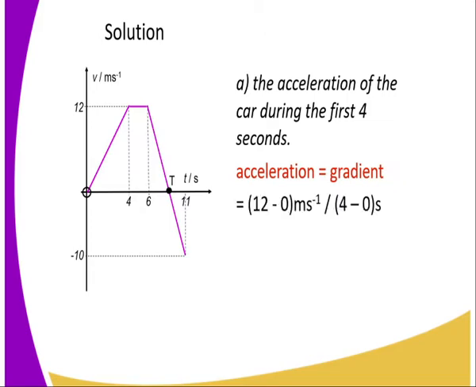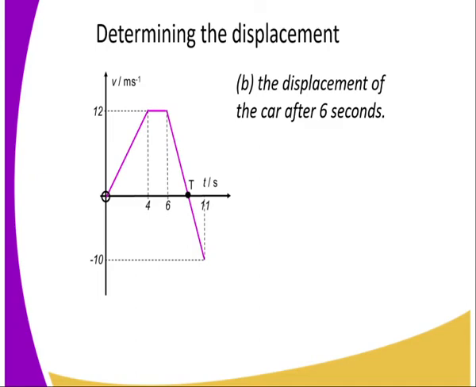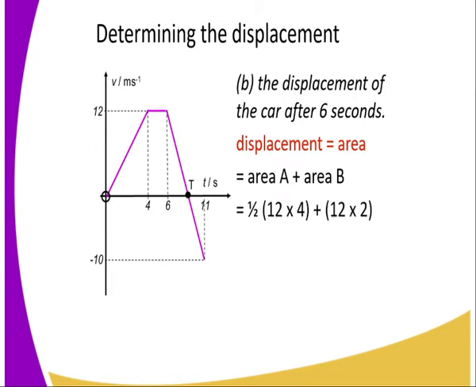Acceleration will be given by the gradient, and the gradient is given by change in y over change in x, which gives us an acceleration of 3 meters per second squared. In determining the displacement of the car after 6 seconds, this will be given by the area under the graph, and the area of the graph is the area of part A and the area of part B. The area of part A is a triangle given by a half base times height, and the base is given by 12 meters multiplied by height, that is the area of B, and this gives us a total of 48. So the displacement of the body is 48 meters.